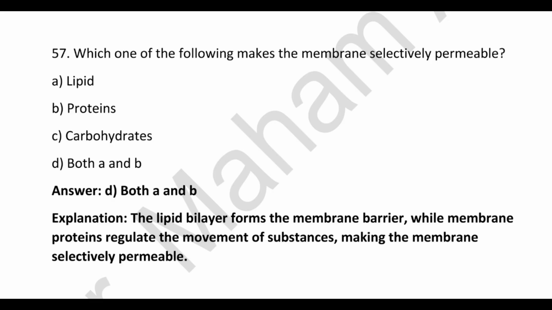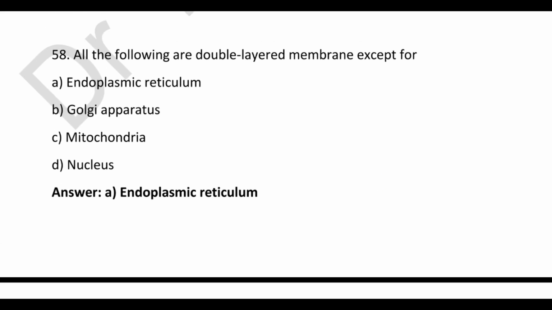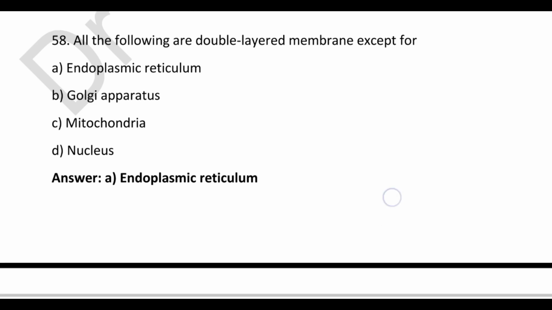The lipid bilayer forms the membrane barrier, while membrane protein regulates the movement of the substances, making the membrane selectively permeable. All of the following are double-layered membrane except for. Correct answer is option A, that is endoplasmic reticulum.